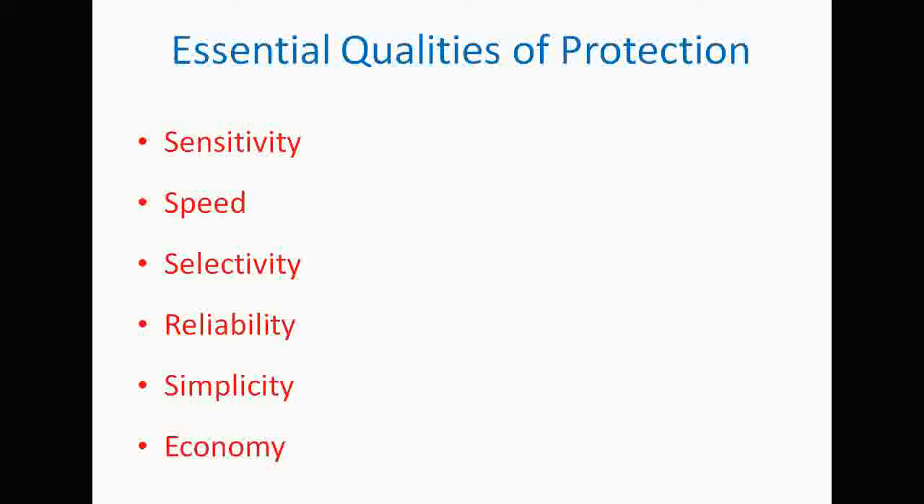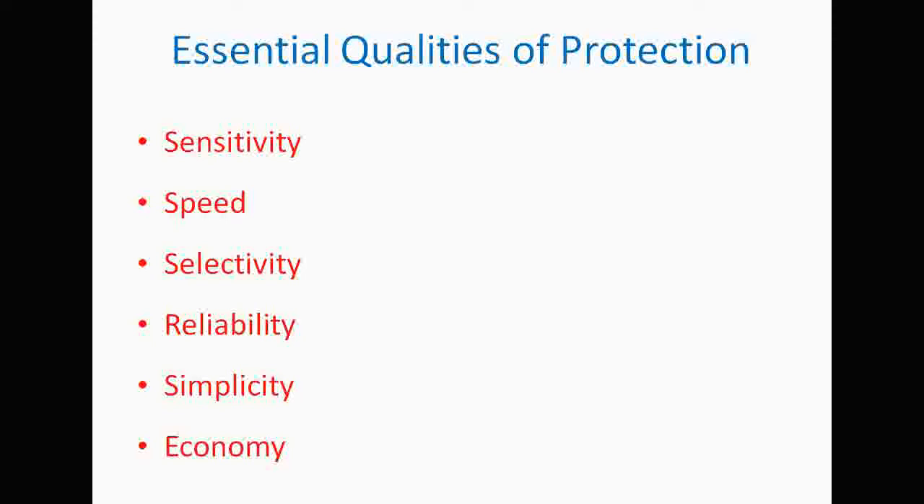First we can see the sensitivity. Your protection system should be able to sense the fault as early as possible, so the sensitivity should be up to the mark. Speed: after the fault occurrence your protective device should operate as fast as possible, so your faulty section will be isolated from the healthy section. Next one is selectivity. Your protective system should be able to select the proper faulty section, so we can easily isolate the faulty section from the healthy section.